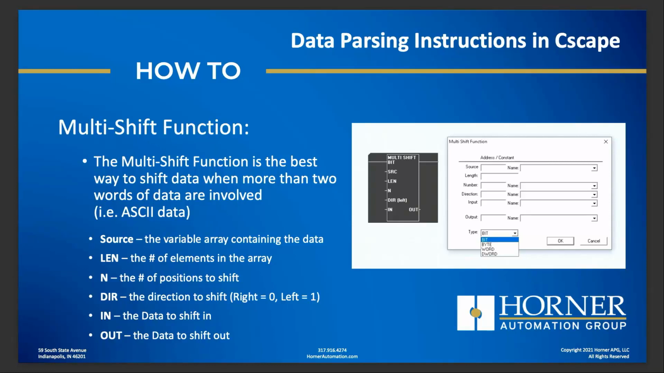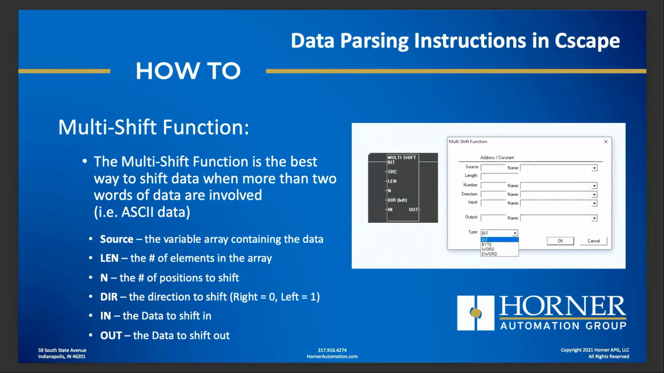Okay, the multi-shift function is really the best way to shift data around when more than 2 words of data are involved. So the example that Casey gave for the RF tag reading, you're probably going to have, let's say, 30 or 40 characters that you're reading in. Heck, it could be 128 characters or even more in some cases. And so you're going to have to deal with many more words of data than what you could do in just a shift left, shift right, or a masking and type instruction. Okay, however, the multi-shift function, there's more to it.